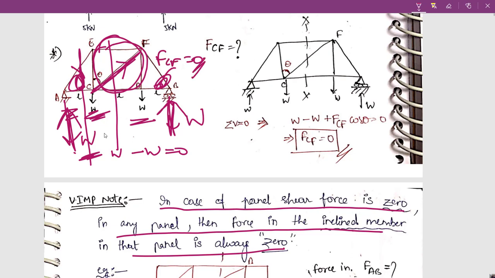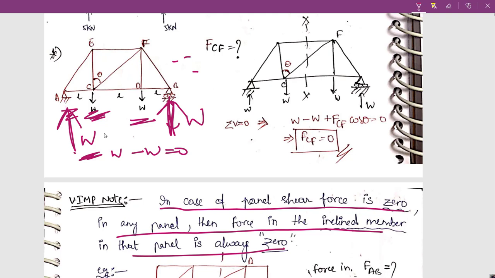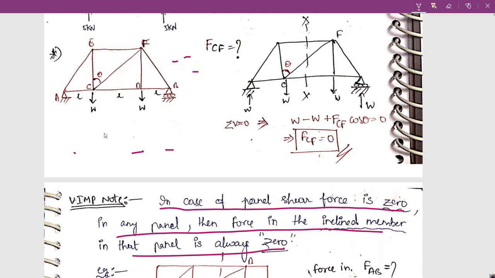Okay, you need not solve this. You need not use method of sections or method of joints. Just by seeing the shear force: if there is any shear force, then only you go for method of joints or method of sections. If the panel shear force is 0, panel shear force means shear force in this panel, because it was W here, the support reaction. So in this panel it was W, in this panel W minus W, 0. So if there is shear force 0 in the panel, then obviously the inclined member force is 0.